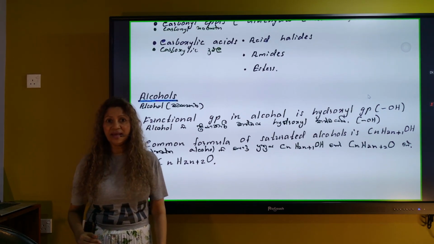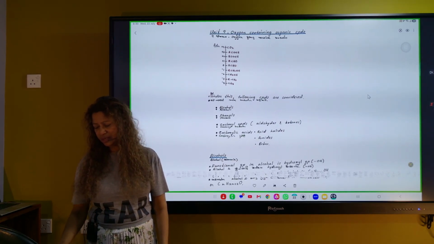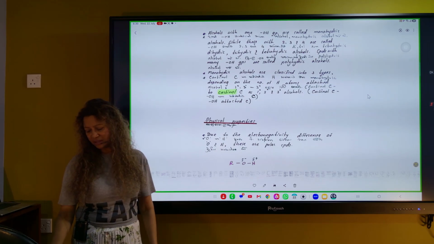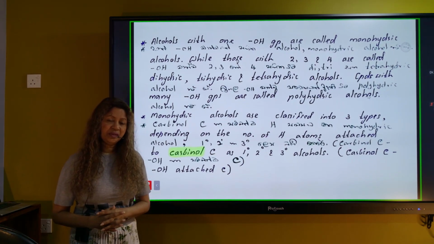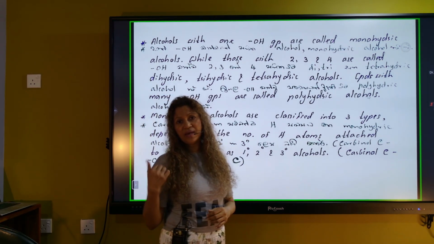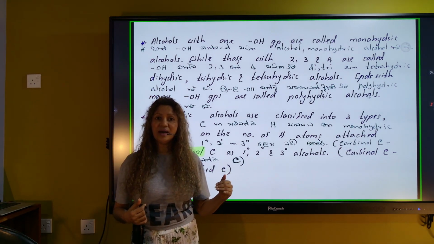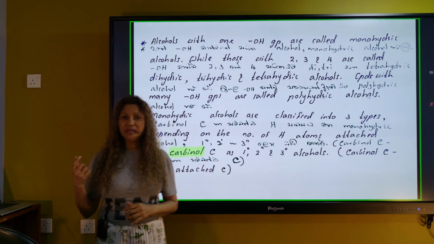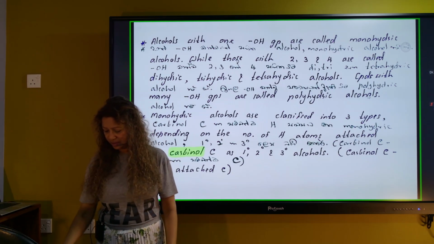The very first one is the alcohols. The common formula we talked about is CnH2n+1OH, that is CnH2n+2O. We can name alcohols by how many OH groups are there: 1 OH group monohydric, 2 OH groups dihydric, 3 trihydric, 4 tetrahydric, many polyhydric. The carbon joined to the OH group of an alcohol is called the carbinol carbon.